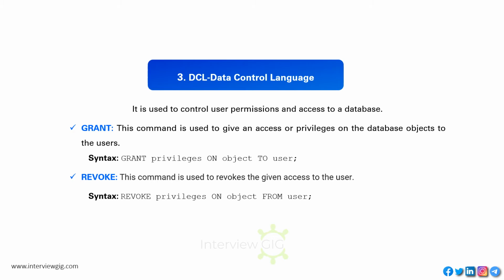DCL, Data Control Language. It is used to control user permissions and access to a database. Grant. This command is used to give access or privileges on the database objects to the users. Syntax: Grant privileges on object to user. Revoke. This command is used to revoke the given access from the user. Syntax: Revoke privileges on object from user.